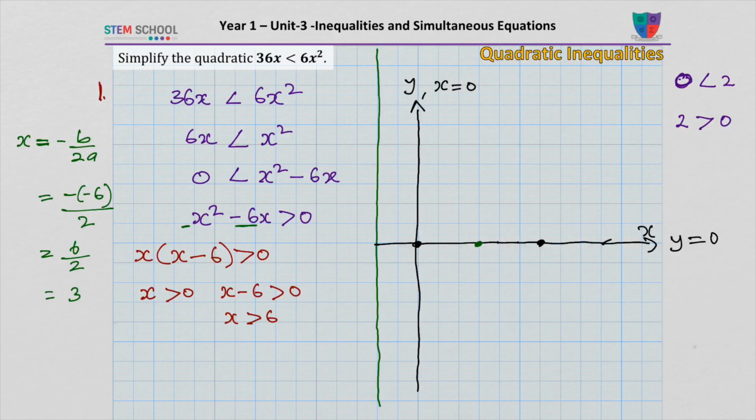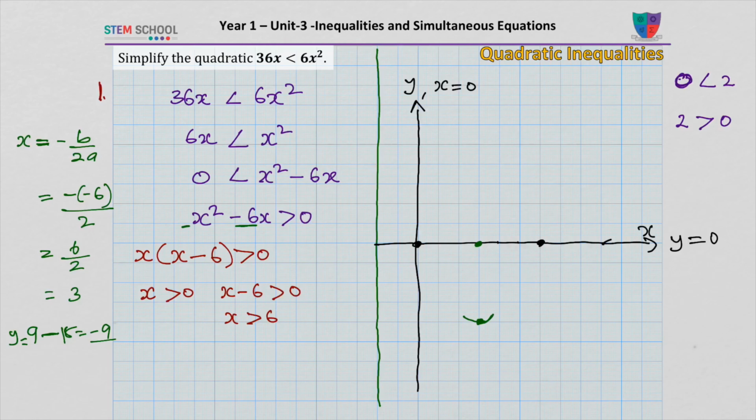The y value would be if I put x back into the function. So I get 3 squared minus 6 times 3, which is 9 minus 18, which is minus 9. So that's the y value. Y is minus 9. So if I have, say, this is minus 9, and that's x, so that would be the turning point here.